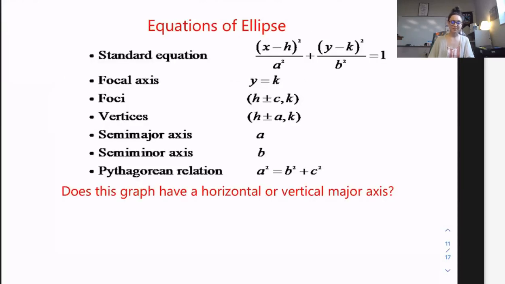Before we get started, quick question for you. I've got the standard equation of an ellipse here, and I would like to know, does this graph have a horizontal or vertical major axis, and why? This graph is going to have a horizontal major axis because remember, for ellipses, a is always greater than b, and since a is underneath the x variable, in this case our major axis is going to be horizontal in the x direction. And remember, our Pythagorean relation for ellipses is a squared equals b squared plus c squared. So just a little recap for you.